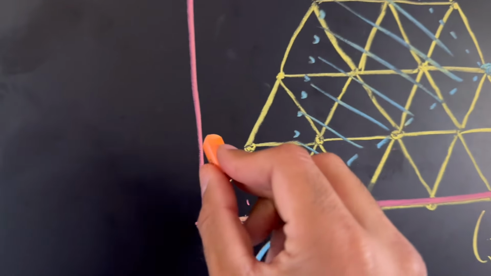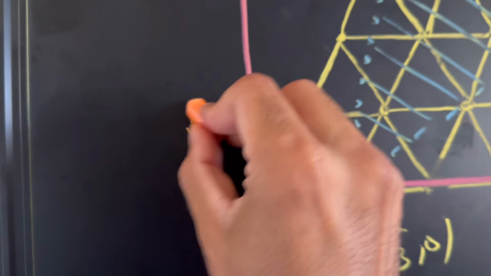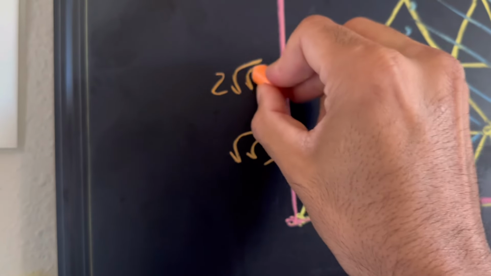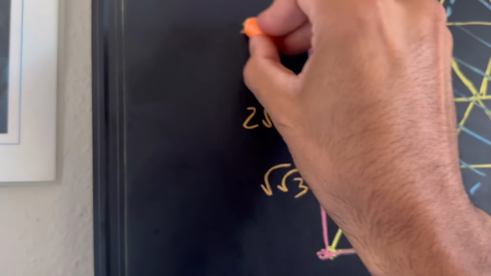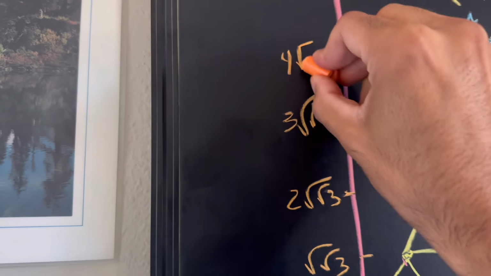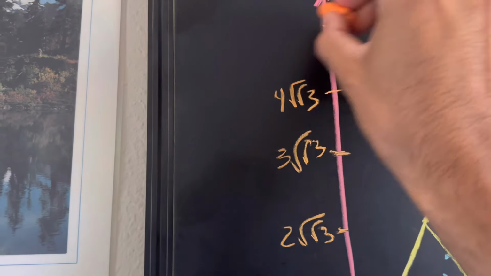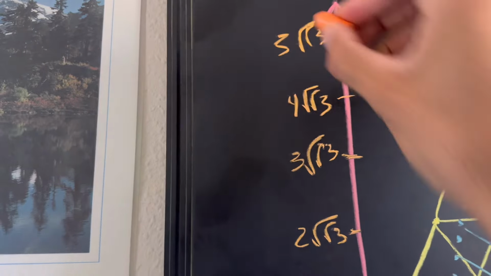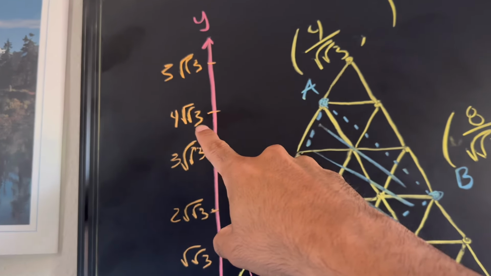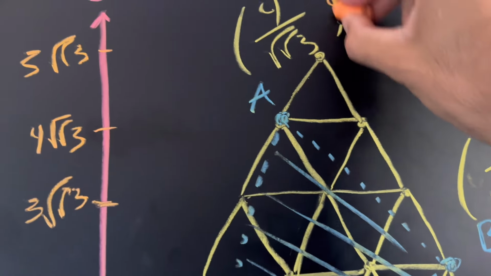Well, we have the origin here, so this will be square root 3. We go another height. This is 2 square root 3. Let's go another height. This is 3 square root 3. And then we continue to 4 square root 3. And then we have the last one, 5 square root 3. Now, look at the coordinate for A. That's going to have a y coordinate of 4 square root 3.